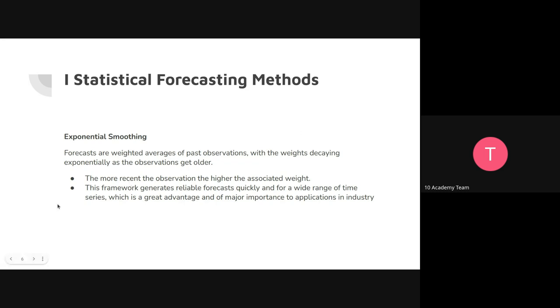The most recent observation will have a higher weight or higher effect on your future value, while the ones further in the past will have less. So it's a quick model to work with. It gives you reliable values, and of course there are more advanced versions of it. What I described is just the simplest kind.